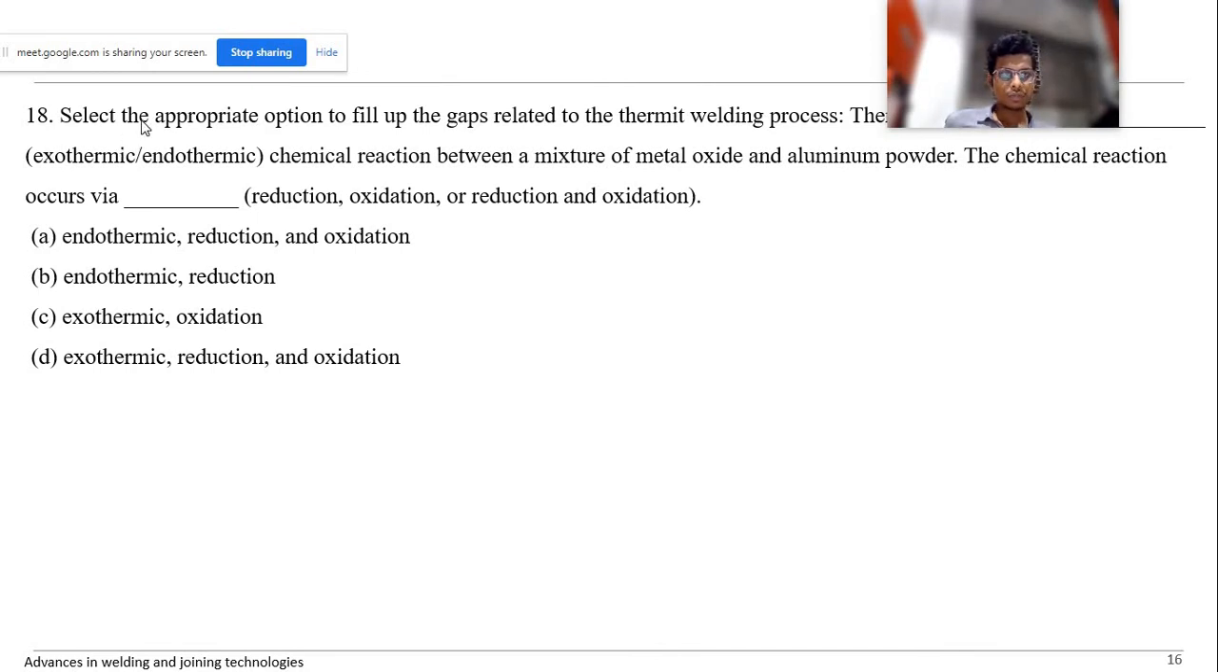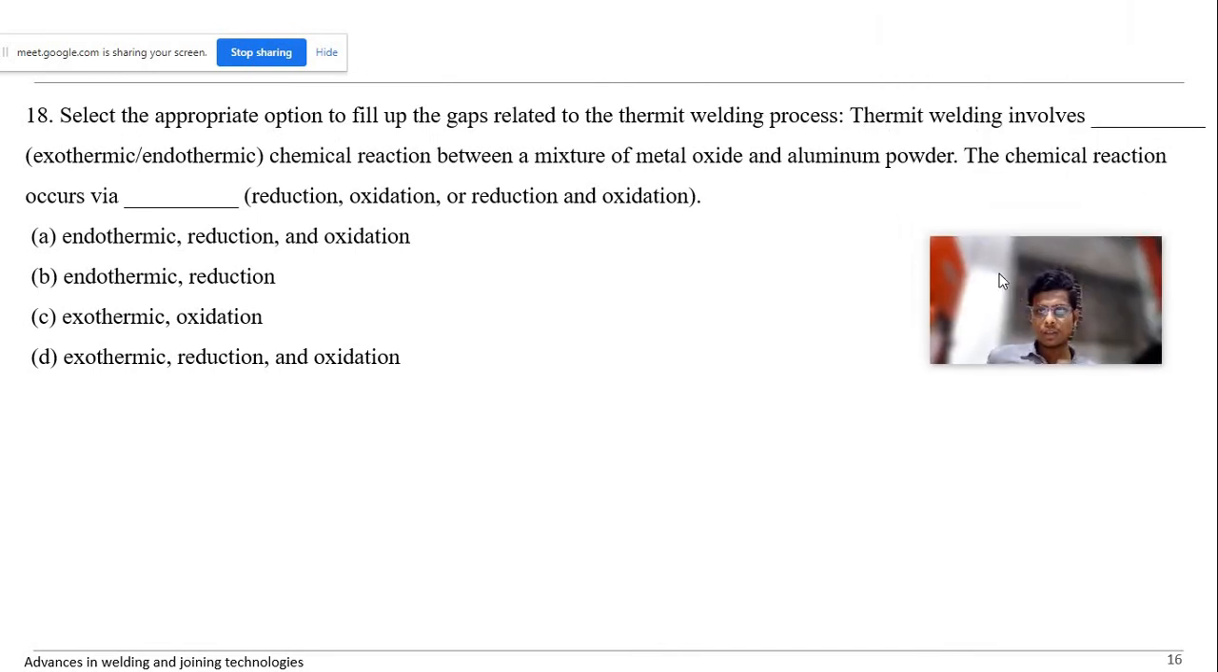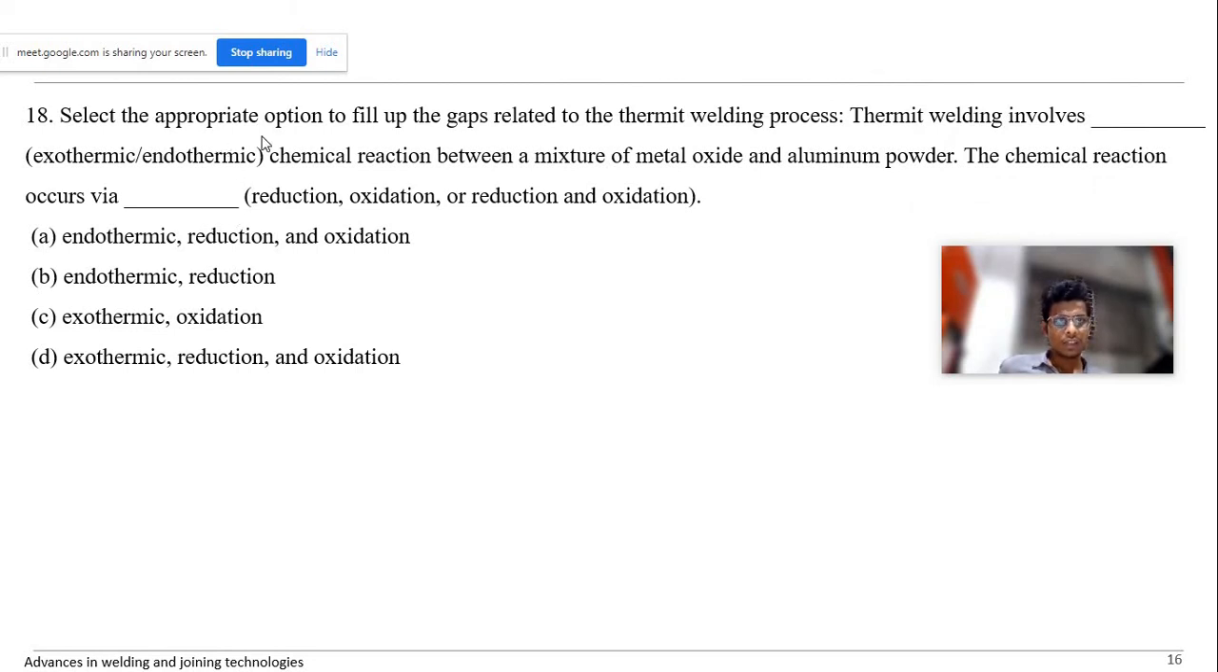Next question. Select the appropriate option to fill the gaps: thermal welding involves exothermic or endothermic. I think you should tell me. It involves exothermic or endothermic. And yes, D. D is correct.